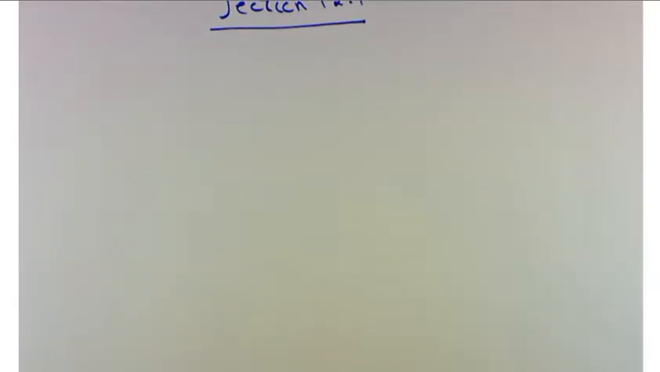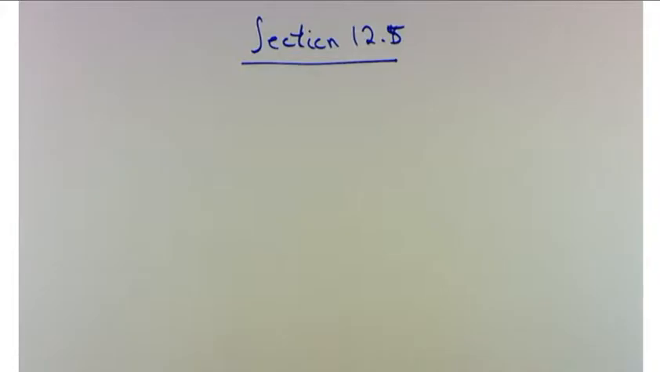The nice thing about what we're going to learn in section 12.5 here is that it helps fill in a little bit of a gap as to why in section 12.4 we couldn't find the inverse matrix in one situation. And it's called Cramer's rule.